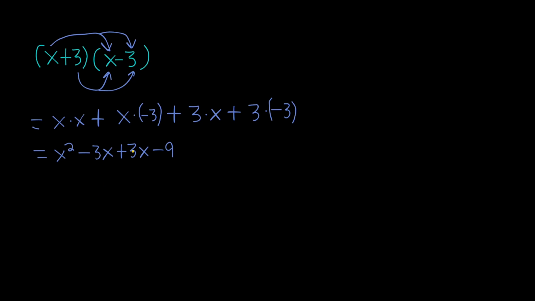However, negative 3x and positive 3x are precisely opposite of each other, so we can cancel them out, which is going to give us a final answer of x squared minus 9 as the expanded form.